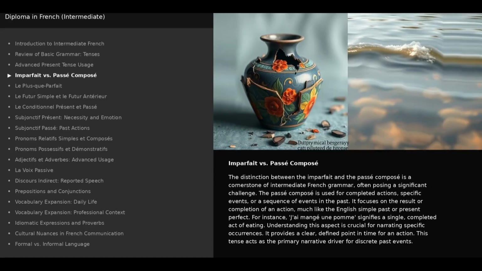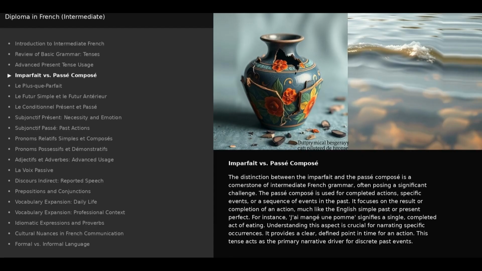Imparfait versus passé composé. The distinction between the imparfait and the passé composé is a cornerstone of intermediate French grammar, often posing a significant challenge. The passé composé is used for completed actions, specific events, or a sequence of events in the past.